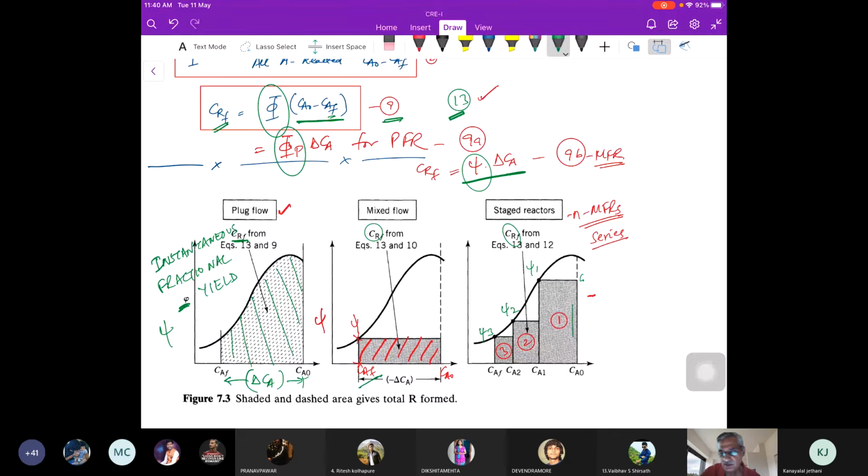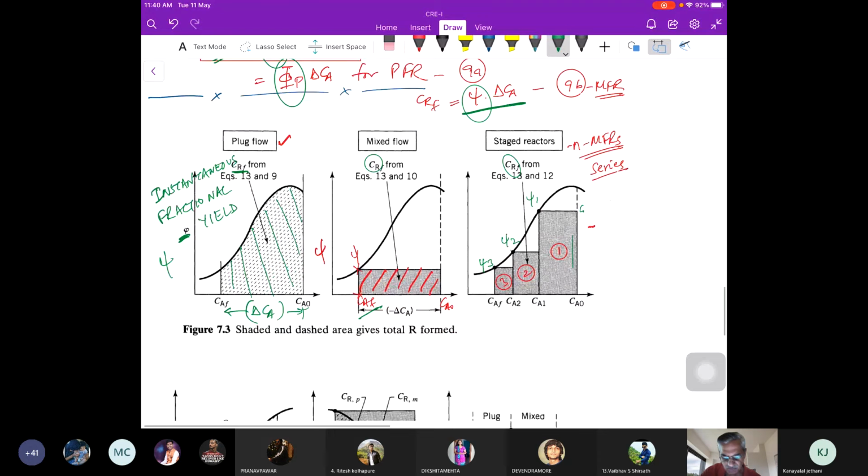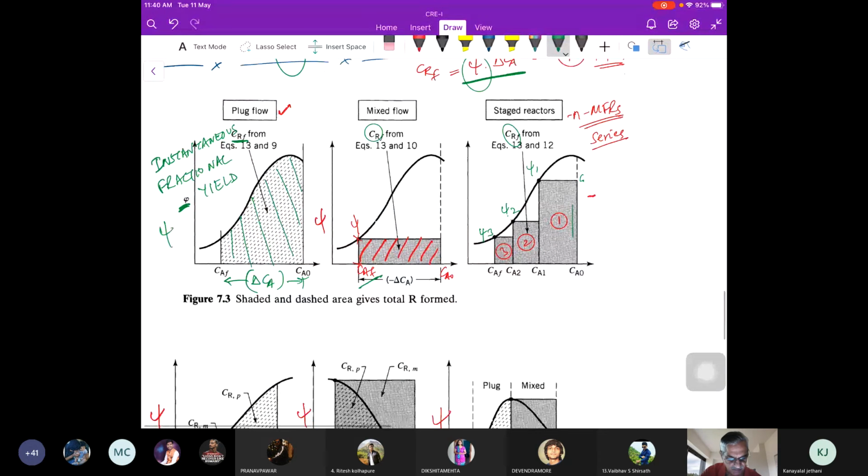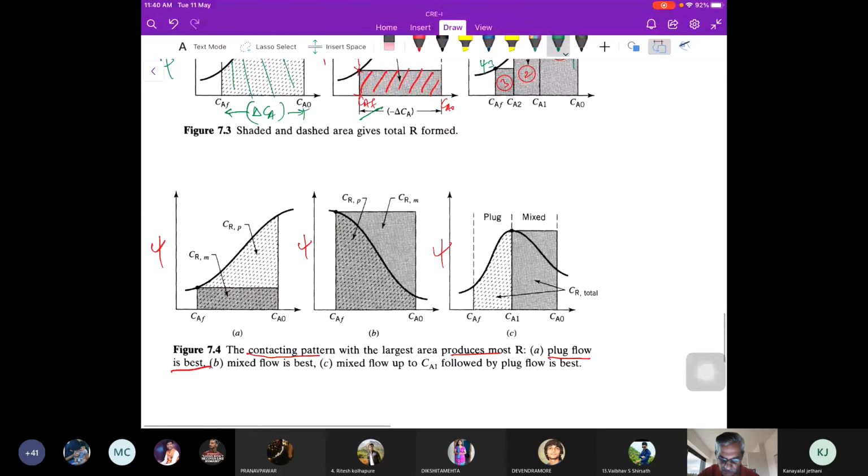Okay. Any questions on graphical interpretation for finding R? Okay, so now if you look at it, the contact with the largest area produces the most R, so plug flow is best, right? So we see A is a plug flow, the same as what we saw above.